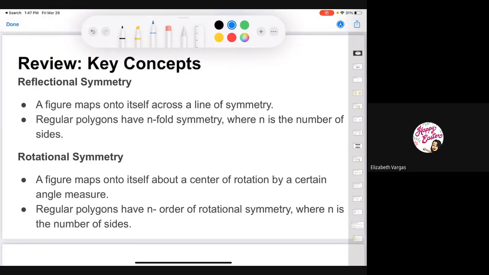So what did we go over today? We went over reflectional symmetry, which is basically the symmetry that we know already, which is just something being able to map onto itself about a line of symmetry. Regular polygons have n-fold reflectional symmetry, where n is equal to the number of sides. Rotational symmetry is the ability for something to map onto itself, but it has to do so about a center of rotation, so it maps back to where the bounds of it were every time you turn it. And like always, regular polygons have n order of rotational symmetry, where n is equal to the number of sides. So that's a really easy way to find the reflectional symmetry of a regular polygon and the rotational symmetry of a regular polygon. Right? Any questions about anything that we looked at today?